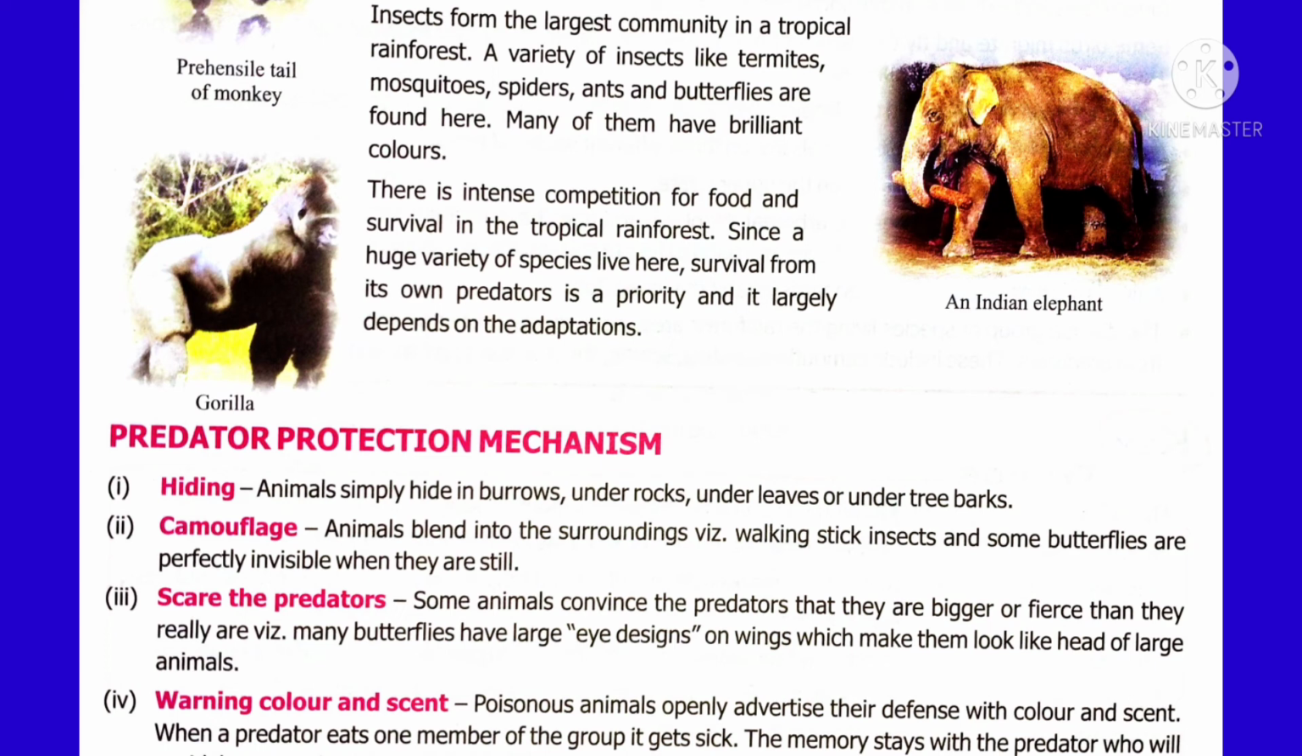The next one is scaring the predators. Some animals convince the predators that they are bigger or fiercer than they really are. Like butterflies, they have large eye designs on their wings, which make them look like the head of a large animal. The next one is warning color and scent. Poisonous animals openly advertise their defense with color and scent. When a predator eats one member of the group, it gets sick. The memory stays with the predator, who will avoid that animal in future.